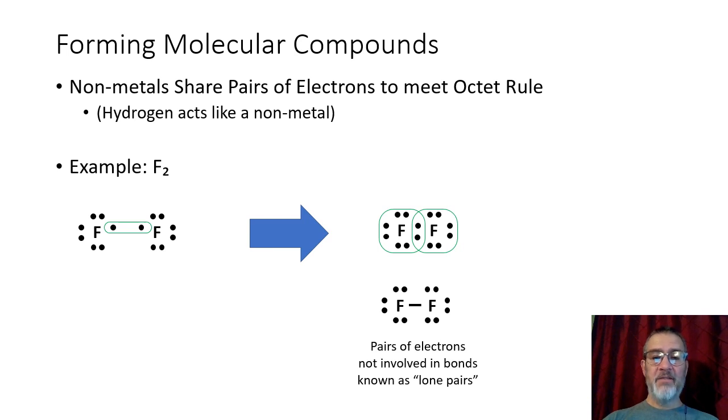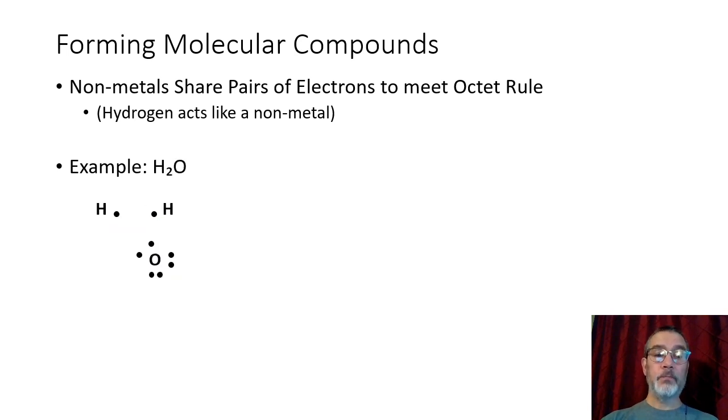And now we notice we have these extra pairs of electrons on the outside. We have to know that those electrons that are not involved in bonds are called lone pairs. So electrons not involved in bonds are known as lone pairs of electrons.